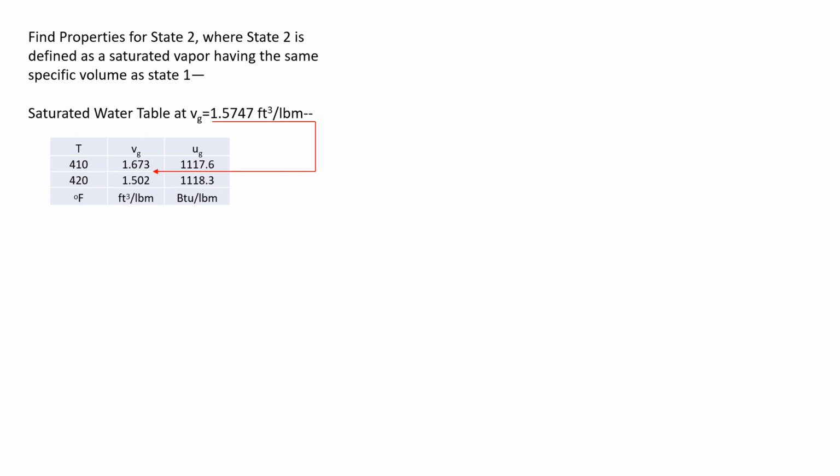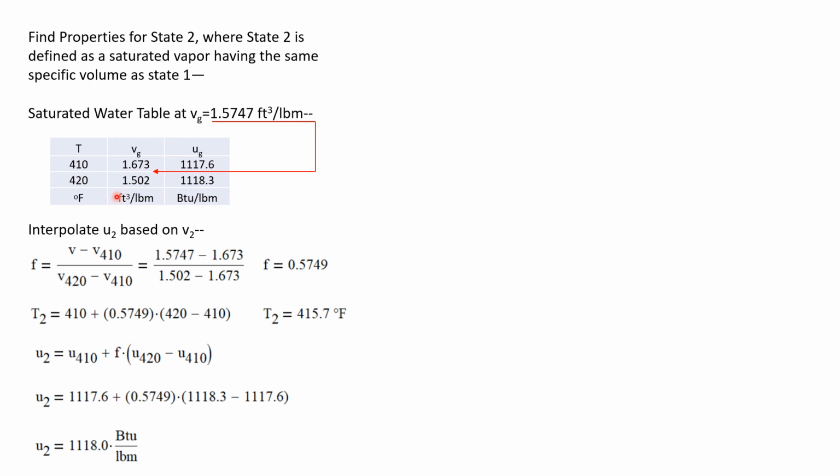So now we wish to find some properties for state 2. We know that state 2 is defined by two properties. One, it's a saturated vapor. And two, it has a given specific volume of 1.5747, which is what we calculated the specific volume to be. So we are looking at our saturation table for a v_g value of 1.5747. Well, we can't find it in the table, but we find it somewhere between these values given at 410 degrees and 420 degrees.